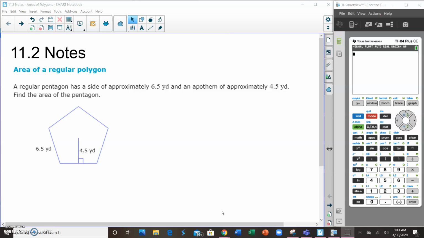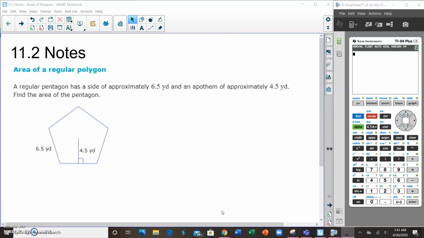All right, so we just finished our last chapter. Now we are starting chapter 11. It's on area, surface area, and volume. So we're going to start with 11.2. 11.1 is basic area. You guys already know or should know, like area of a parallelogram, base times height, stuff like that. So 11.2, area of a regular polygon.